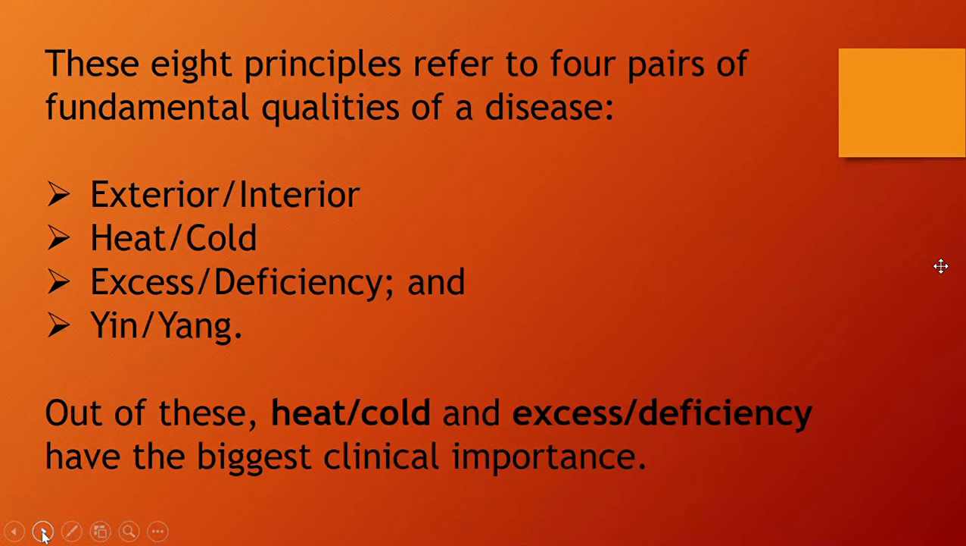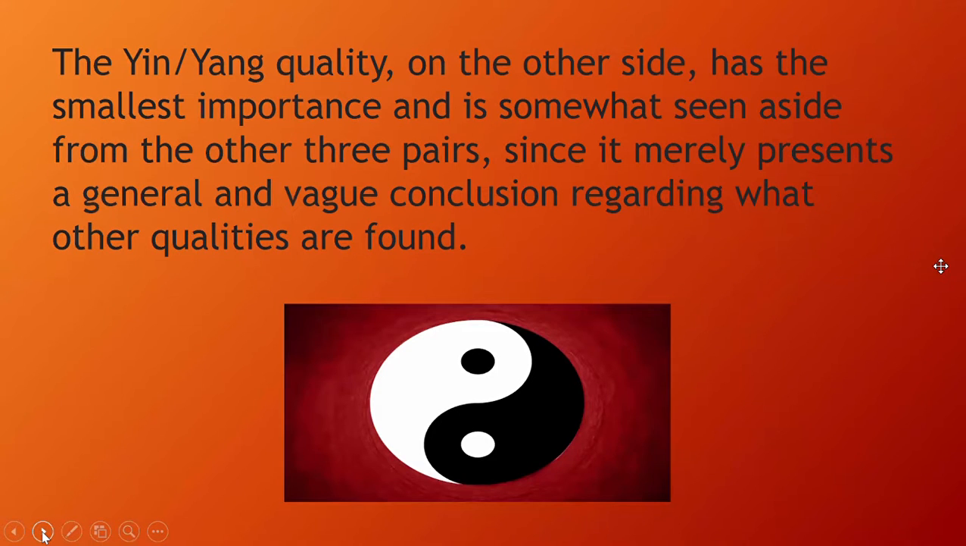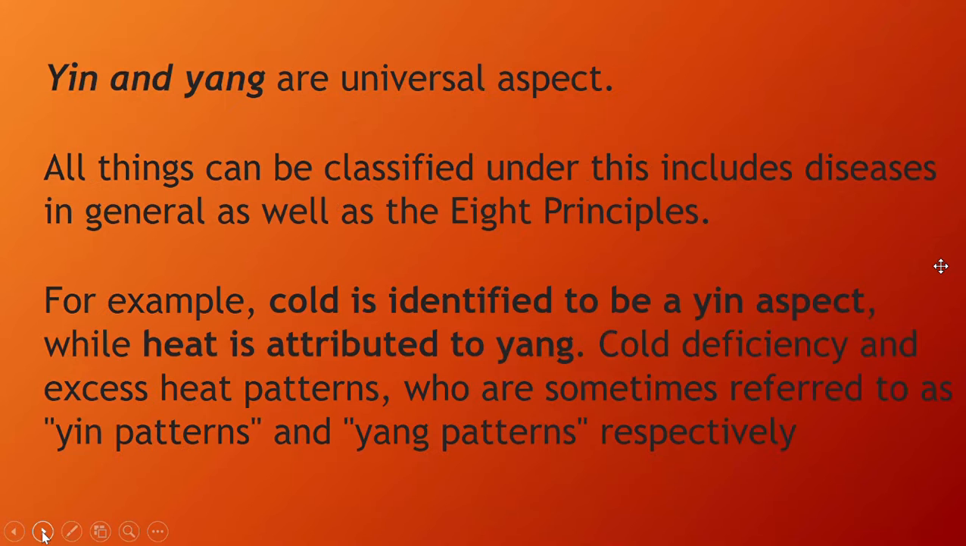Okay. So the yin and yang quality, on the other side, has the smallest importance and is somewhat seen aside from the other 3 pairs, since it merely presents a general and vague conclusion regarding what other qualities are found. So yin and yang is somewhat vague, while heat and cold and excess and deficiency are the major ones in diagnosis.